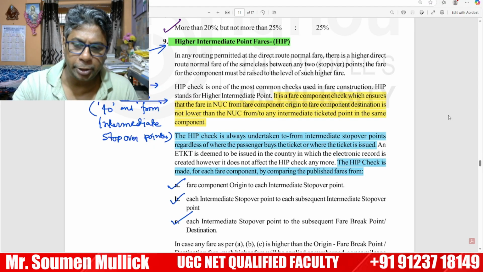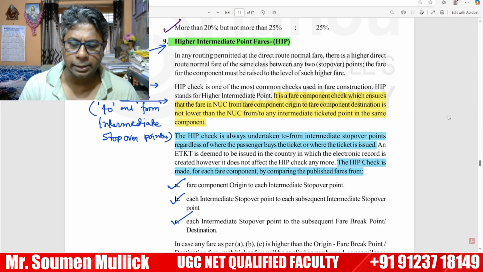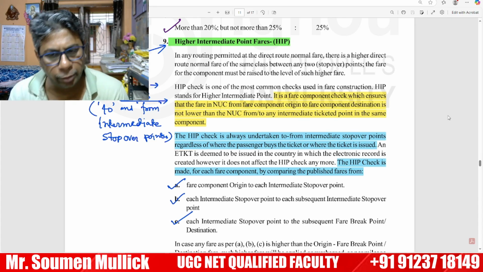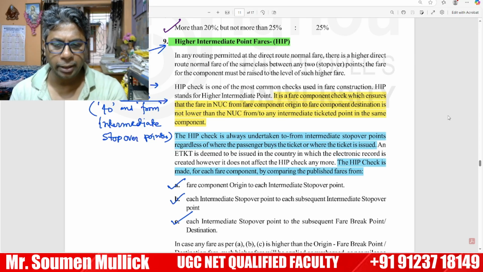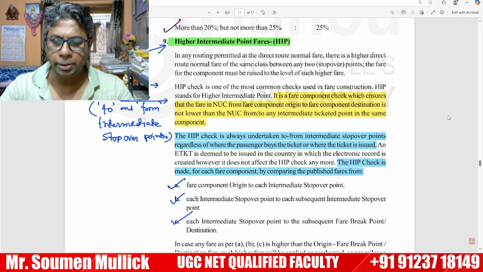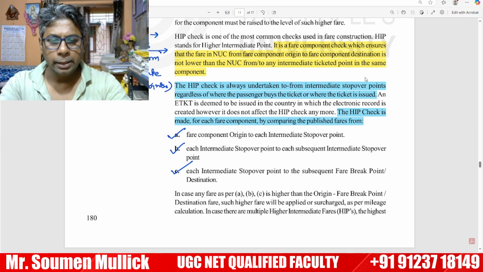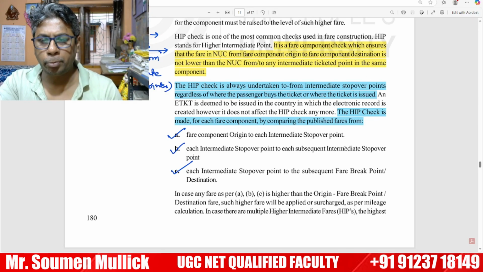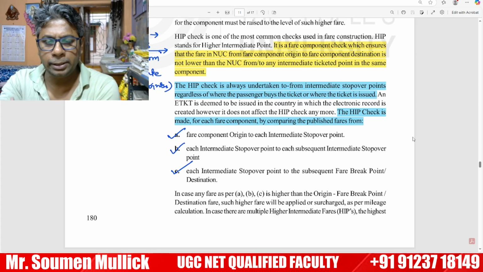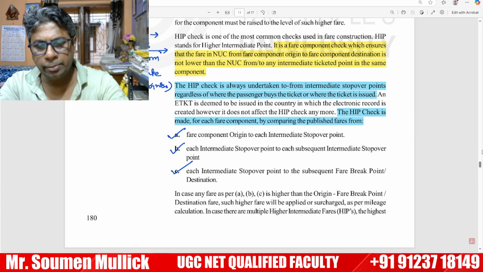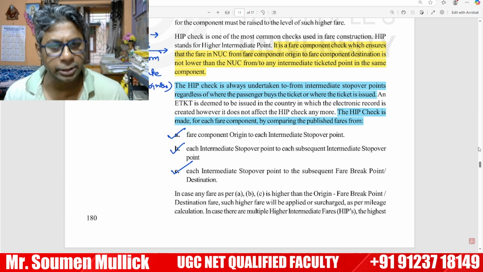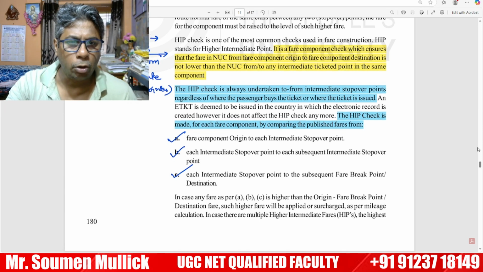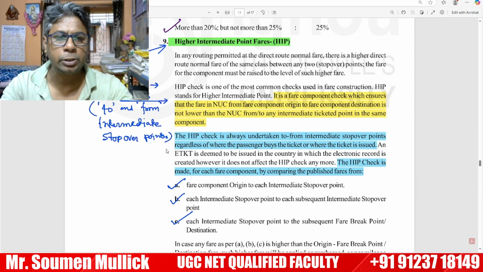The HIP check, higher intermediary point check, is made for each fare component by comparing the published fare from fare component origin to each intermediary stopover point, each intermediary stopover point to each subsequent intermediary stopover point, each intermediary stopover point to subsequent fare breakpoint or destination. So check always to and from intermediary stopover point.